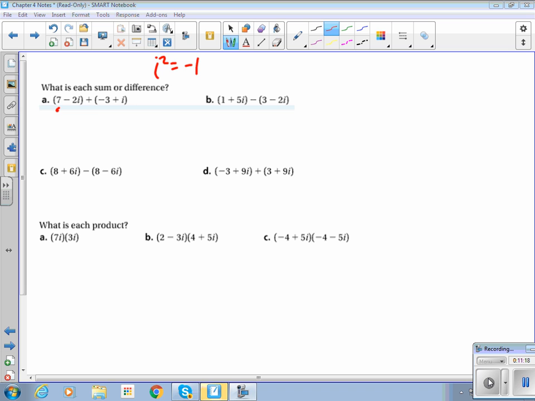So here I'm going to combine my numbers together. 7 plus -3 is 4. -2i plus 1i gives me -1i. Same thing here. I have a negative outside these parentheses, so I'm going to distribute it. So that gives me -3 and plus 2i. And then I'm going to combine my like terms, my i's with my i's, my numbers with my numbers. So I got 1 minus 3 is -2. And I have 5i plus 2i, which is 7i.